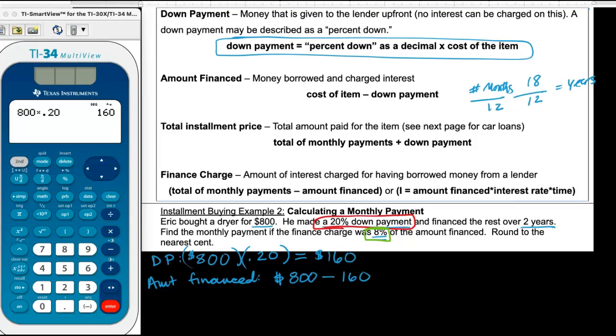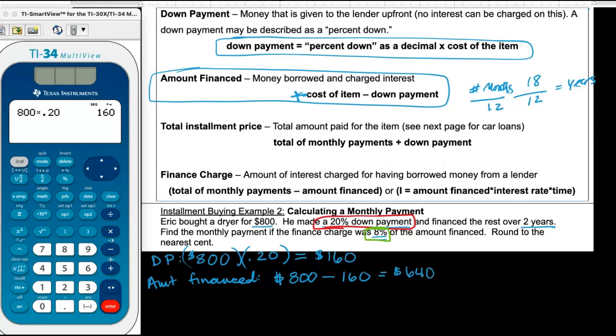And so now I'm looking at the second formula above. So cost of the item minus down payment. And so $800 minus $160 is $640. So that's how much Eric is going to borrow from the bank. Now we need to figure out how much the bank is going to charge him in interest, which is called the finance charge.